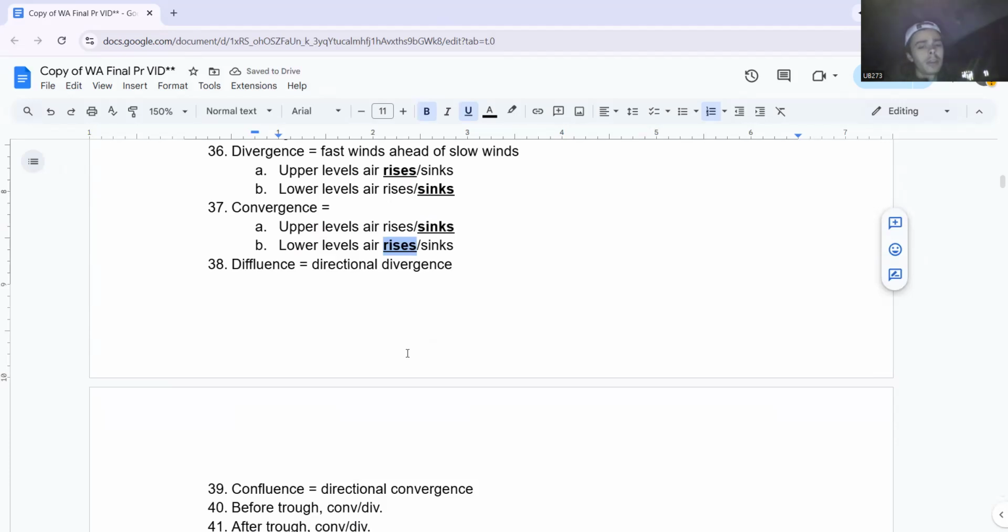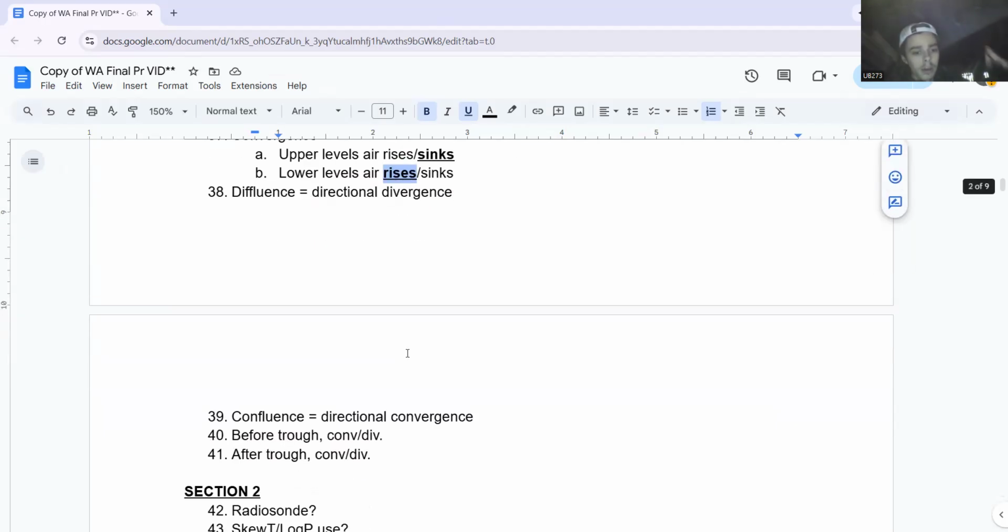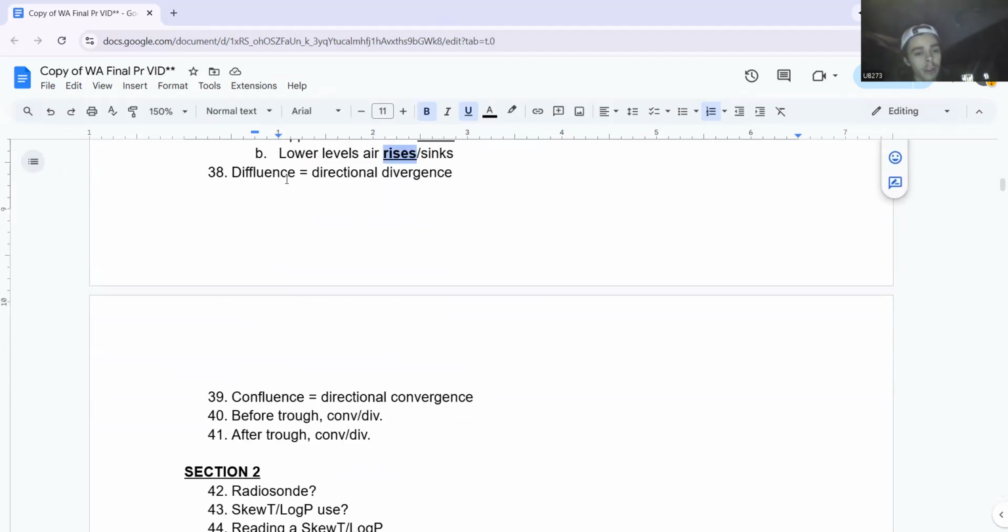Diffluence is basically divergence that occurs directionally, like the wind is spreading out. Confluence is when it's coming together, and the same things exist, these A and B points, for those situations.